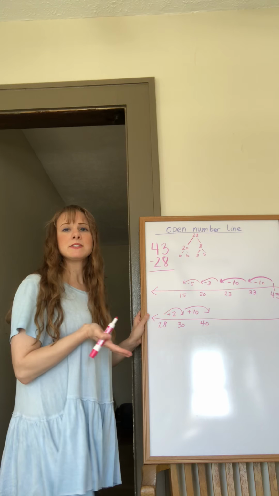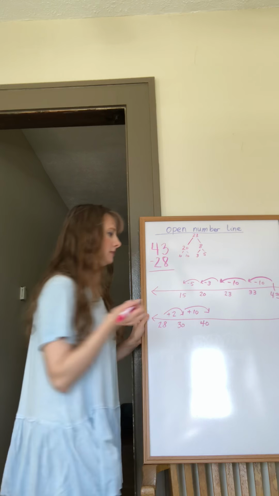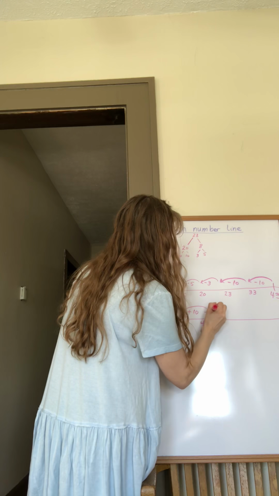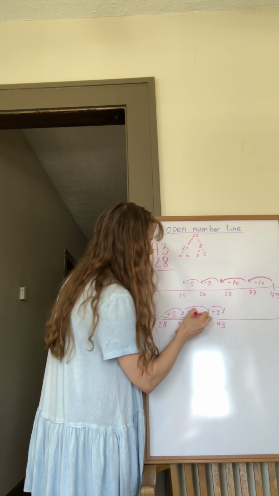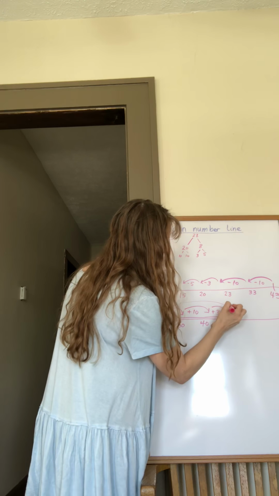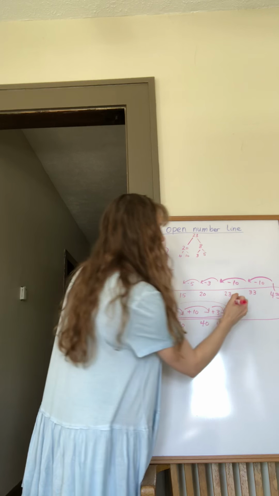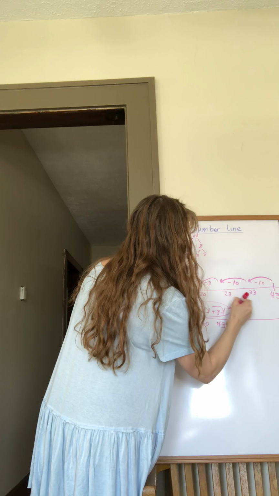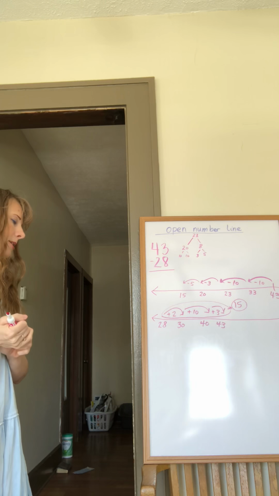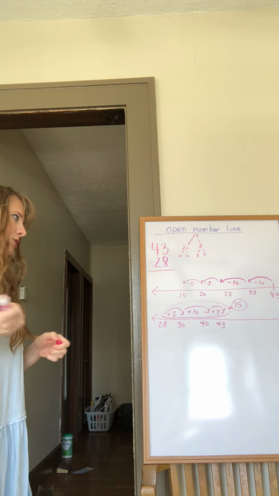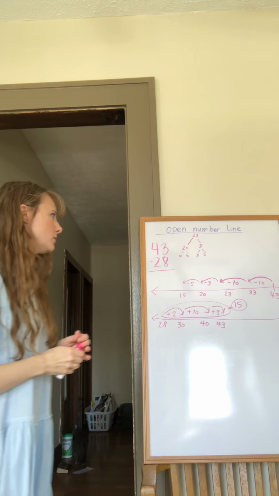And then what do we have to add to get to 43? We have to add 3, right? Okay. Plus 3 gives us 43. And then you just take these numbers up here and you add them. 2 plus 10 is 12, plus 3 is 15. Then you have your subtraction answer. The difference between the two numbers.